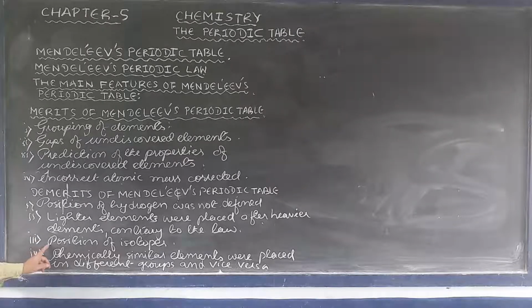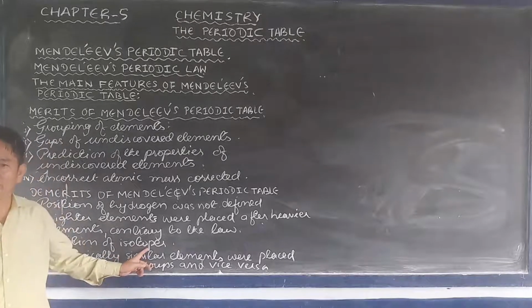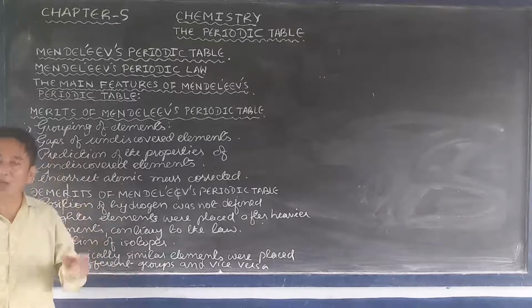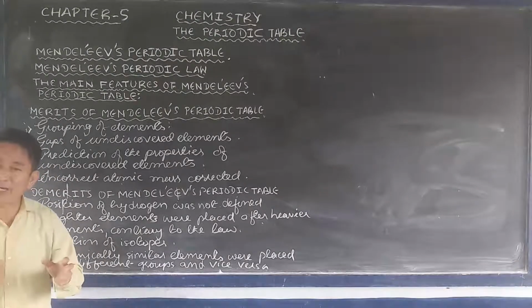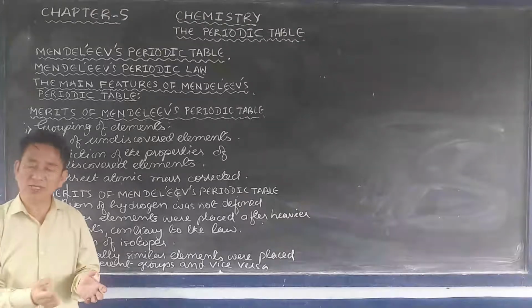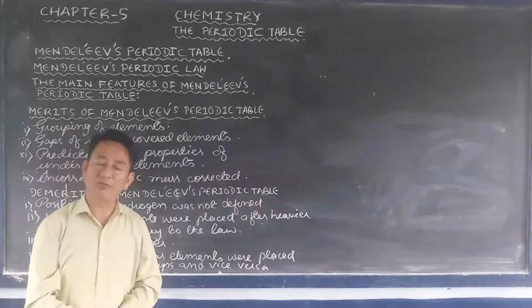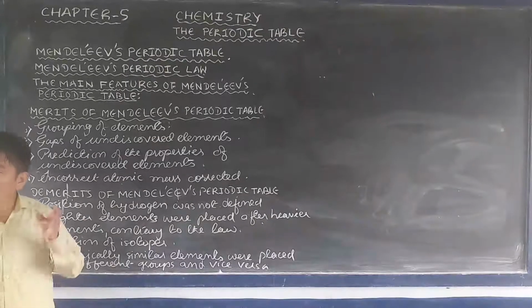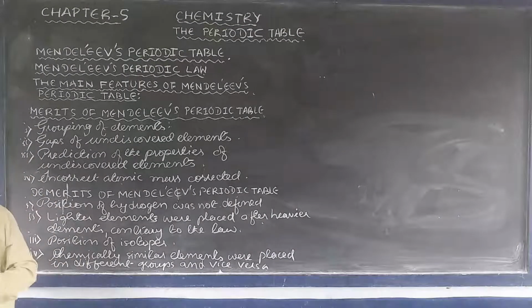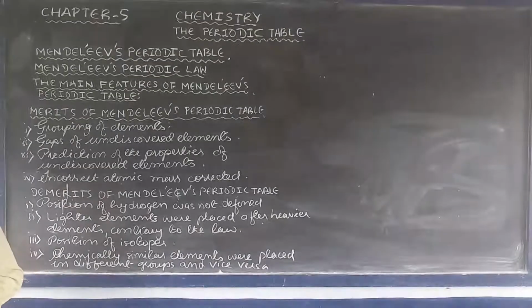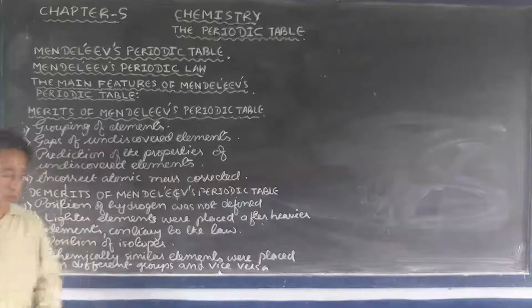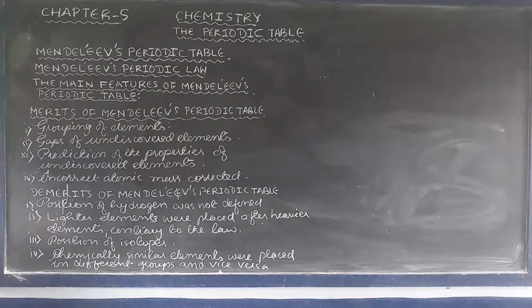Now next, position of isotopes. You know, isotopes are the atoms of the same element having the same atomic number but different mass numbers. Why do isotopes have different mass numbers? Because they have a different number of neutrons. According to his law, isotopes must get space in his table, but he did not assign places for isotopes in his table.